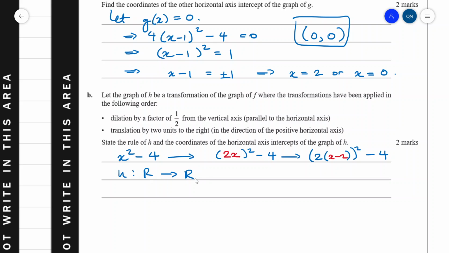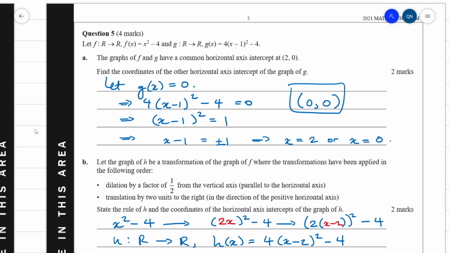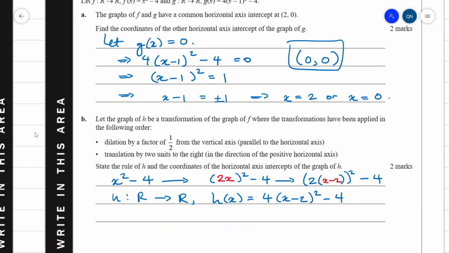So R to R, and then h of x is going to be equal to 4 times (x minus 2) squared minus 4. Isn't that the function we literally just solved? No, it's pretty close to g though.